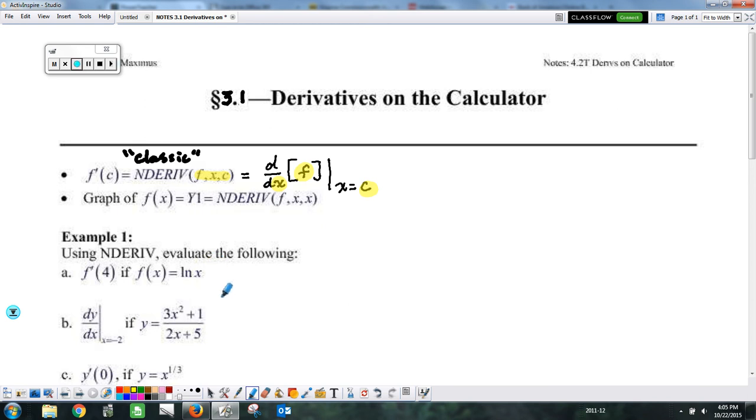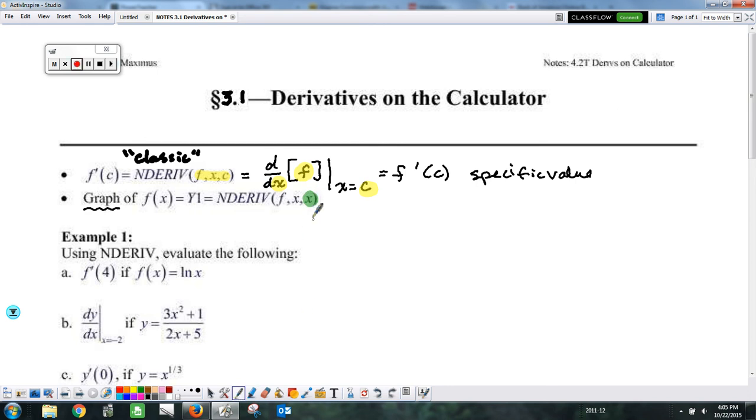Also, I might not have talked about this in every class, but we can graph derivatives. It won't give us a formula for a derivative on your calculator. These will only give you the values. This would be f prime of c, a specific slope, one specific value. However, even though we can't get a formula from our calculator, we can ask the calculator to graph our derivatives by changing one item in our command, and that item is right here.